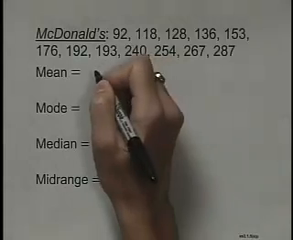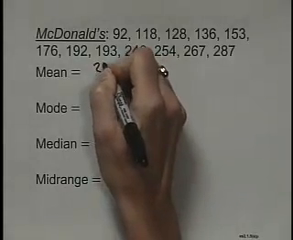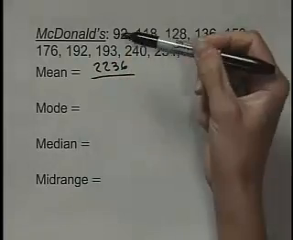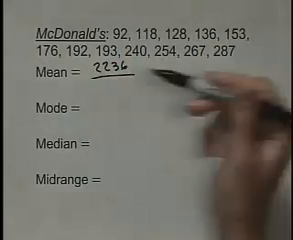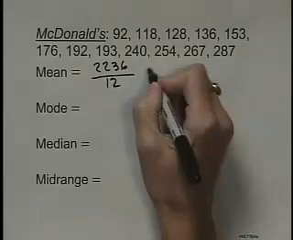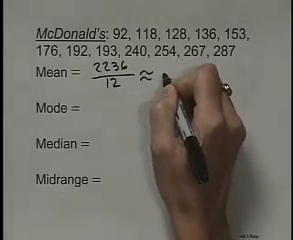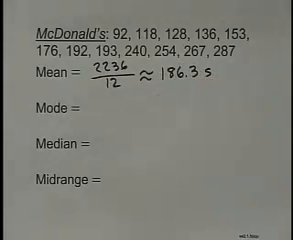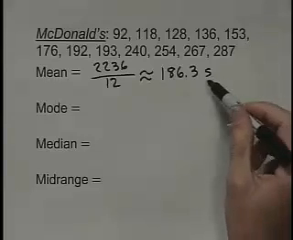divide by 12. So if I add up all my data points, I'll have 2,236. That's what I want to divide by the 12 because that's how many data points there are. So I have 12 data points, so when I divide that out, this will be approximately 186.3 seconds. That's the average amount of time that you would wait in a McDonald's drive-thru. So that's one way to look at the average or center.